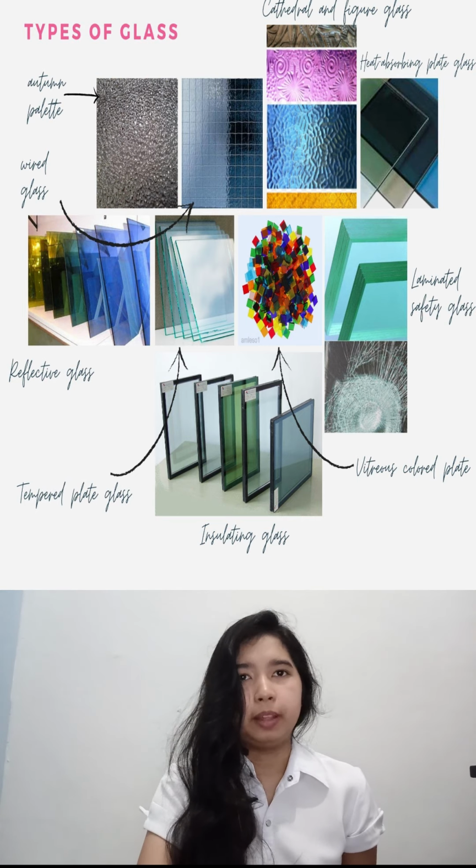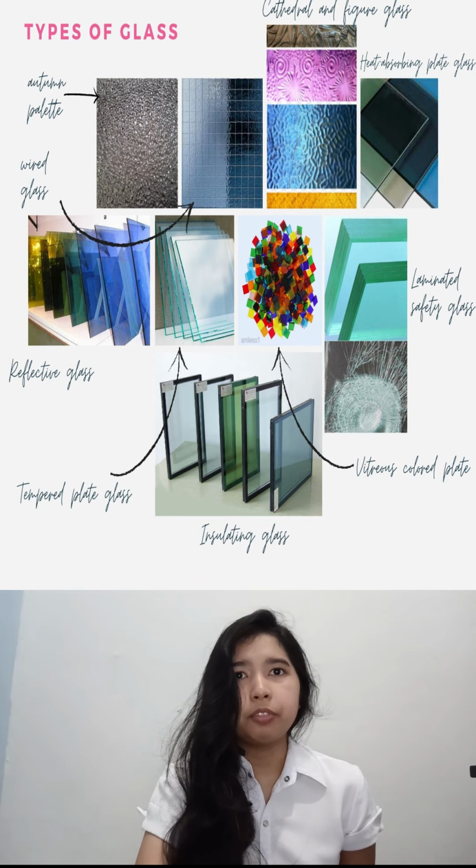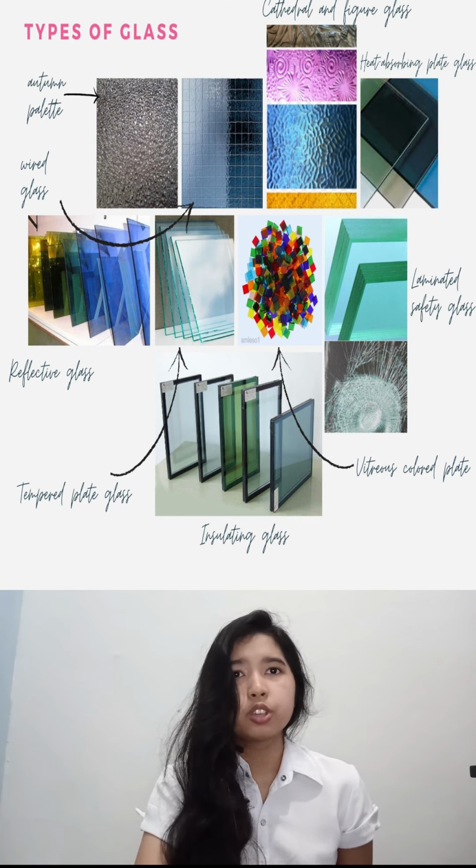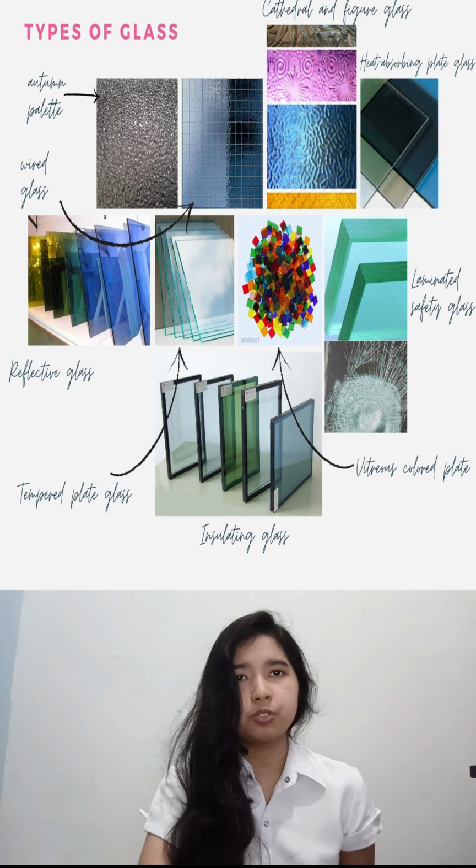Vitreous colored plate glass. Vitreous glass is a type of glass which is popular for mosaic tile work. This type of glass is durable, able to withstand chemicals and the elements, and comes in an array of colors, which can be used for many different types of projects. It is widely used in curtain wall construction, storefronts, showrooms, laboratories, and industrial buildings.